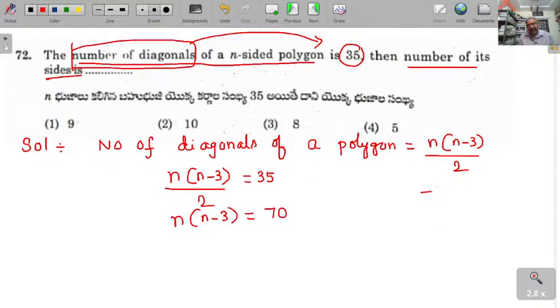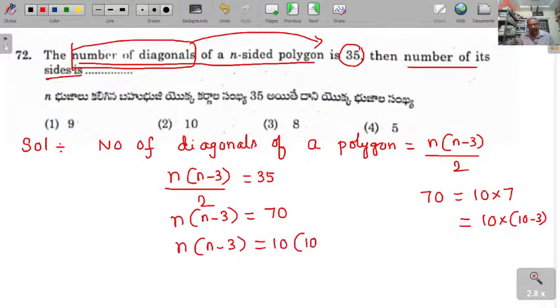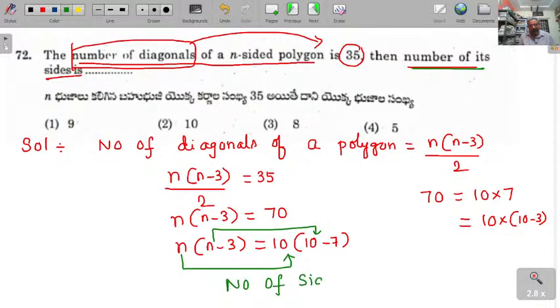So my dear students, 70 can be factorized as 10 times 7. So n times n minus 3, for our convenience, we can write as 10 times 10 minus 3, so 10 times 7. If you compare both sides, you see n equals 10. We need the number of sides, which is equal to n, that is 10. That means a 10-sided polygon has 35 diagonals. So this is the answer.